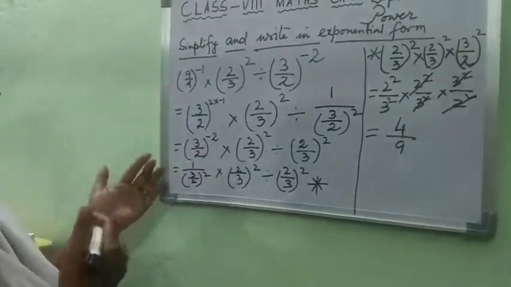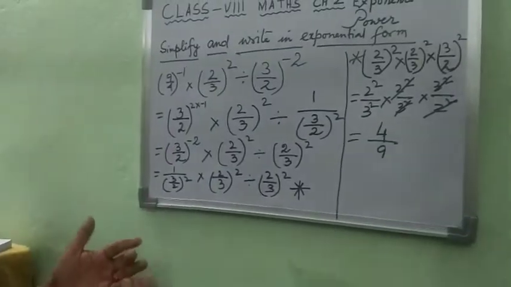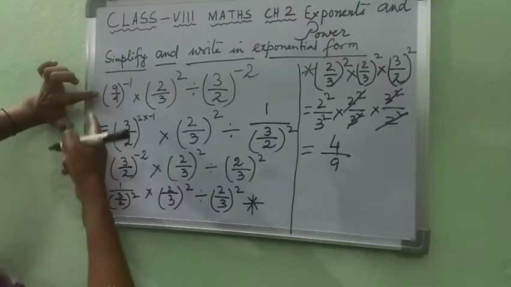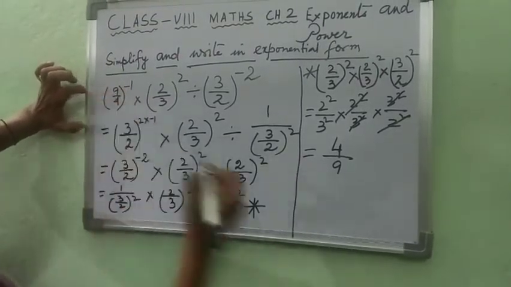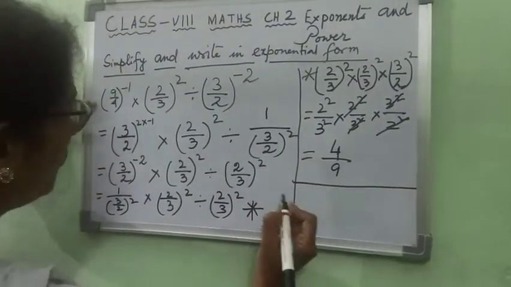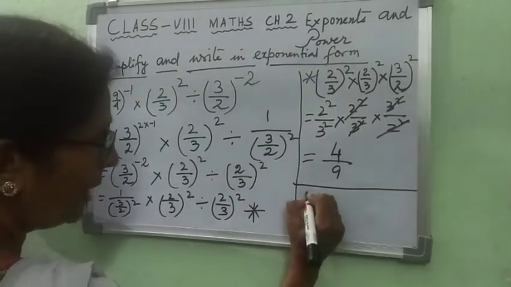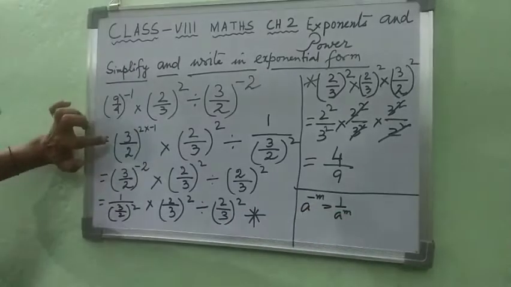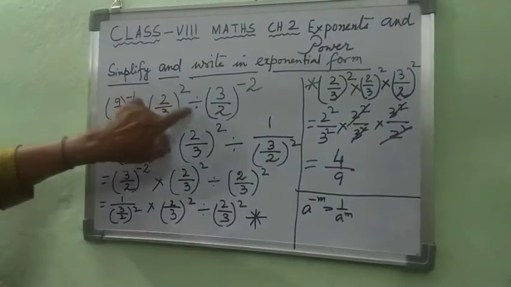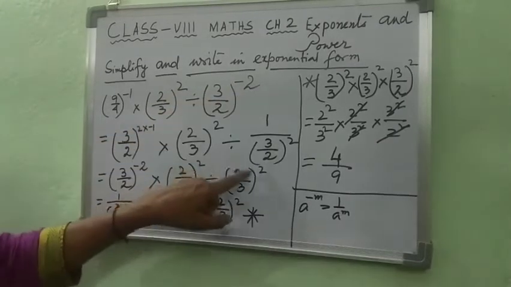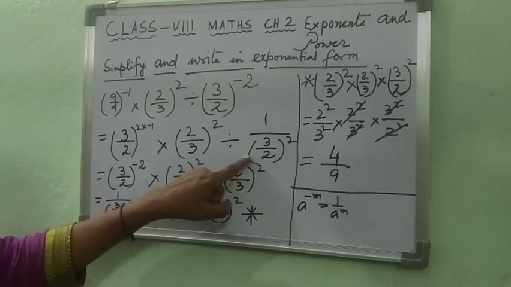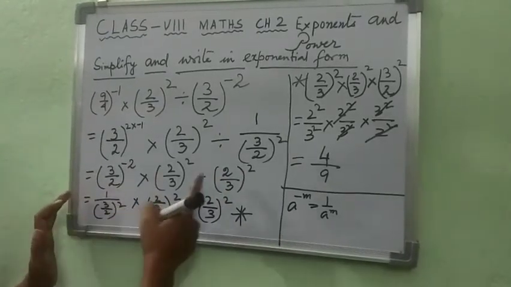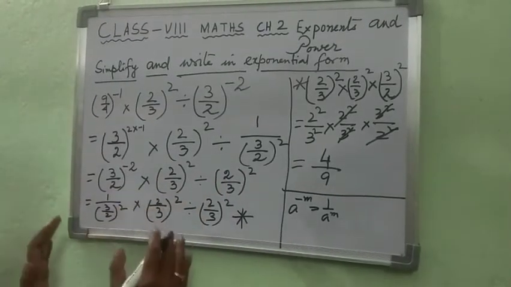Children, here you see what laws of exponent you have used. Now here at first you see the power is minus, so what properties have we used? Laws of exponent: a to the power minus m equals 1 by a to the power m, to make it positive. Next again minus, so again that property of laws of exponent used. Now in this part no other laws of exponent are used.